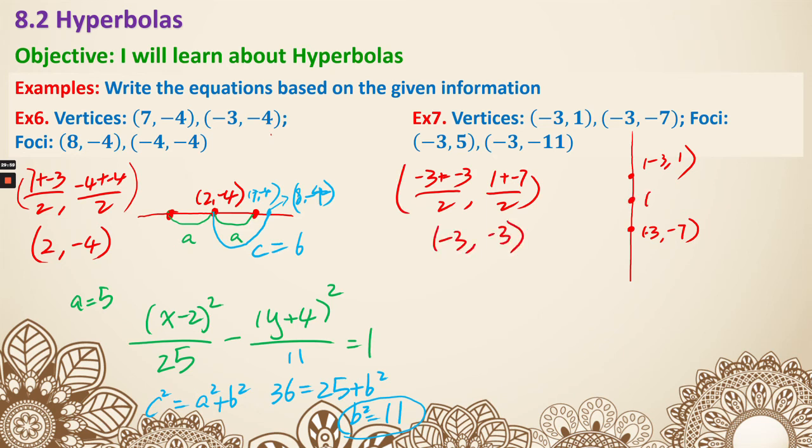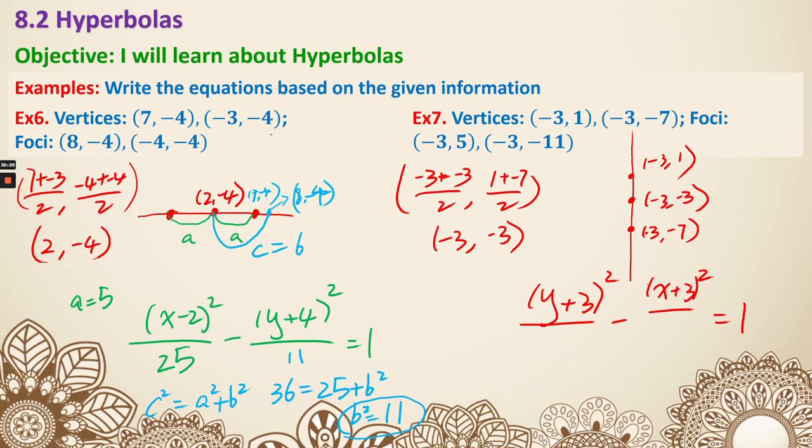So my center is -3, -3. I can write it out: (y plus 3) squared over something, minus (x plus 3) squared over something, equals 1. And again, I know it is going to be y in the front because when I connect these vertices, it's a vertical line. So that means my transverse axis is actually vertical. That's why it has to be y that's positive.